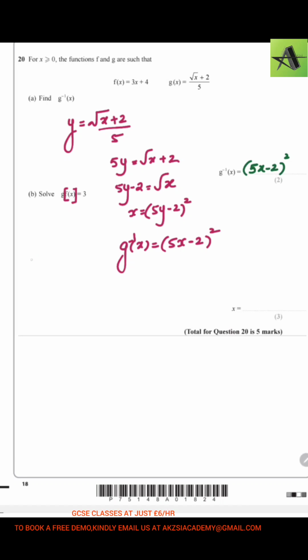So when I write here g of x is equal to root x plus 2 over 5, now in this bracket, in place of x, it's f of x. That means wherever I have x, I need to replace it with f of x. So wherever I can see x, I replace it with f of x. So this is going to be g of f of x.